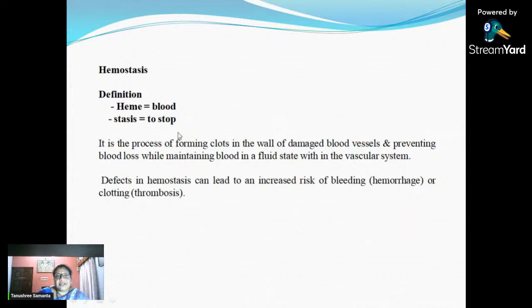So this is a method in which you stop the loss of blood. This is a process of forming clots in the wall of the damaged blood vessels, which prevents the blood loss. Okay, so defects in hemostasis might cause a risk of increased bleeding, which is termed hemorrhage.